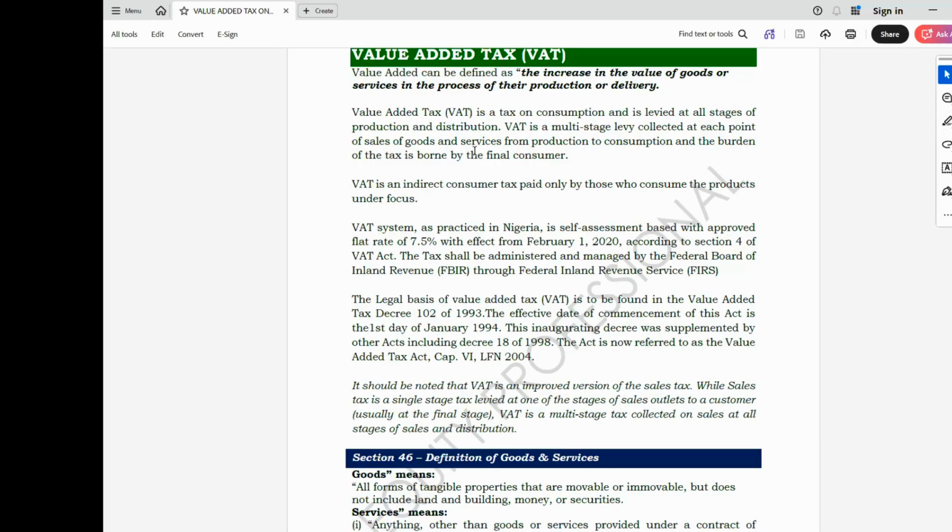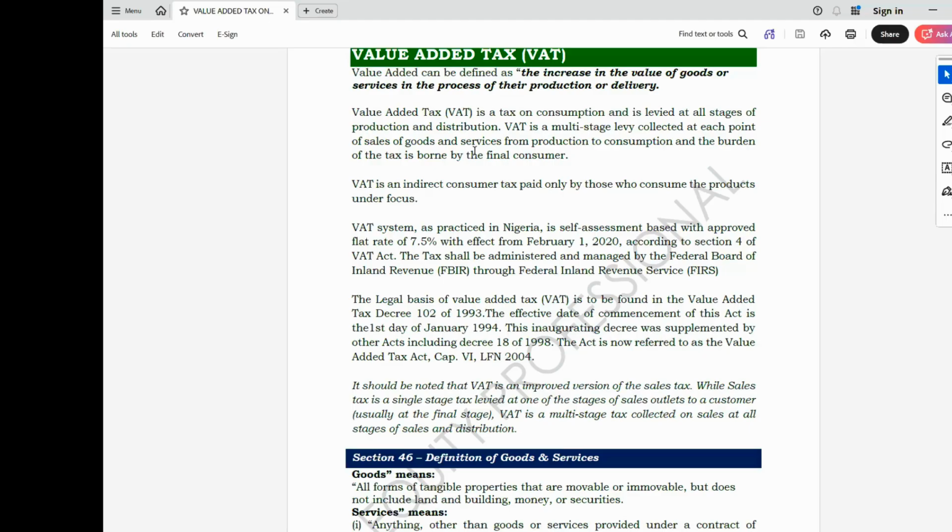Because the sales tax is usually charged at what? At only one stage. So they decided to introduce what is called value-added tax. So this value-added tax is a tax that replaces the sales tax. It was initially charged at the rate of 5%.